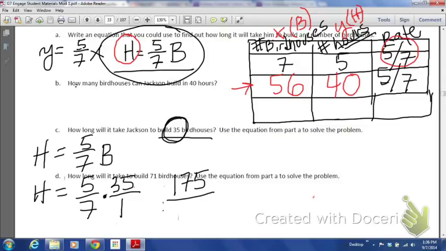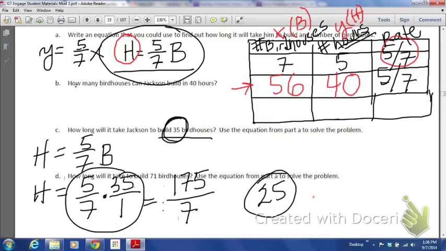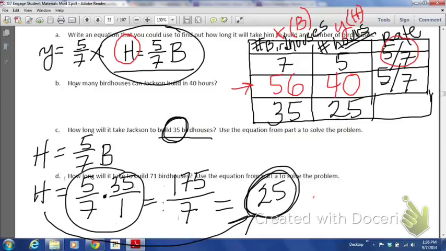Okay, and what is that? 175, right? 175 over 7. If we do that division, then what do we get? We get 25. So H equals 25. So when we knew the number of birdhouses, which was 35, our number of hours is now 25, and that 25 over 35 is going to be the same proportional equivalent to 5 over 7, because our rate is staying the same.